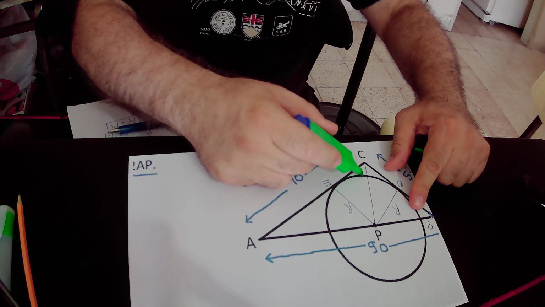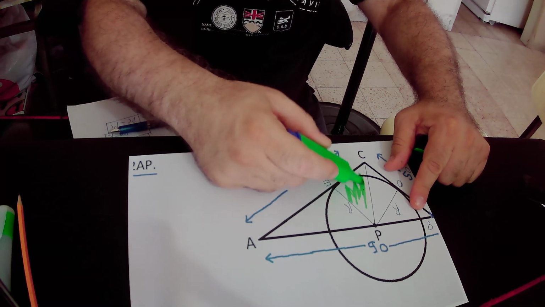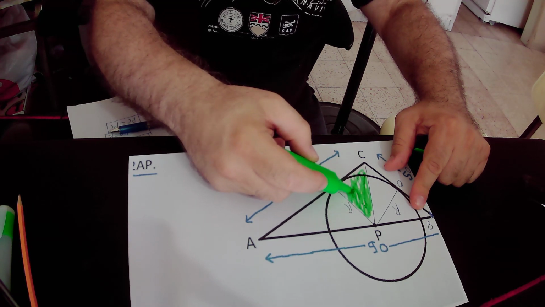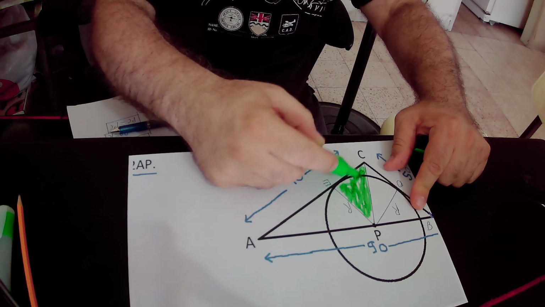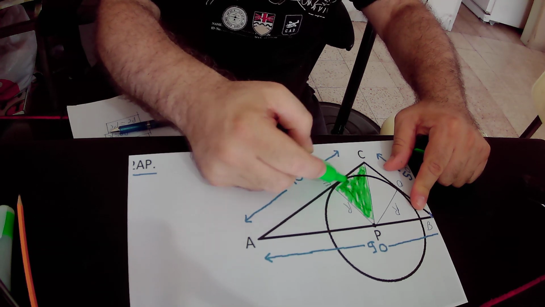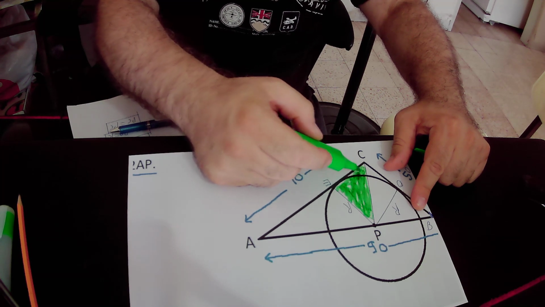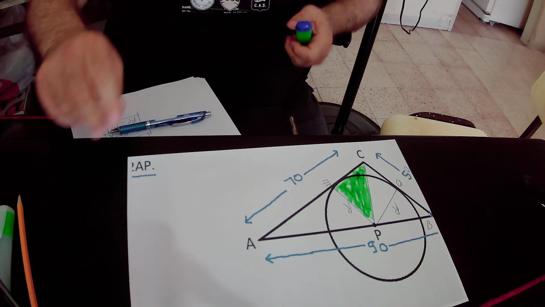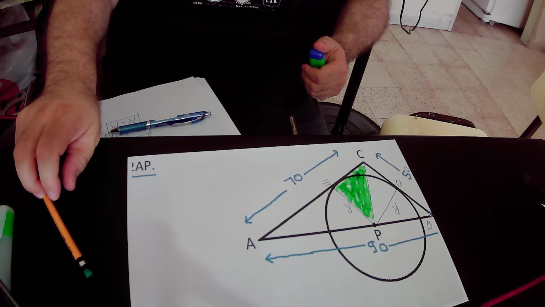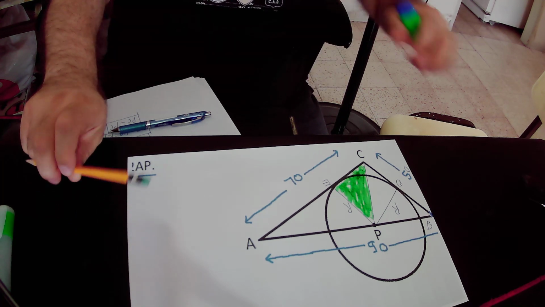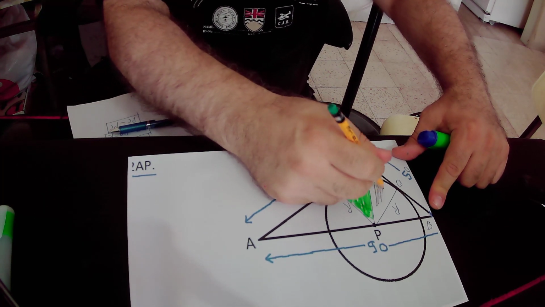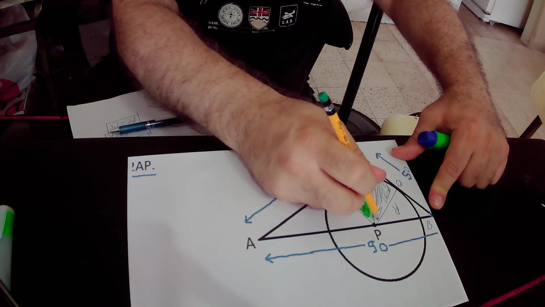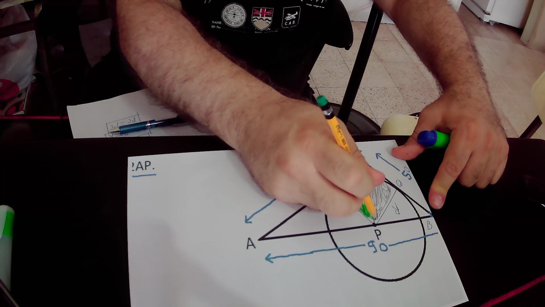Okay, so for that reason we can say that this triangle, the green triangle, has three sides that are equal to the black triangle. Three sides of the green triangle are equal to three sides of the black triangle.